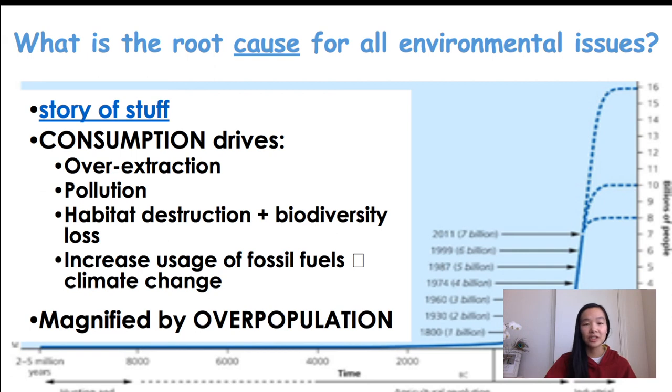So the thing about populations is that all species are going to consume resources, but you can't have an infinite population with a finite amount of resources. And so at some point, you reach a point where there aren't enough resources to continue supporting the population, and that limit is called a carrying capacity.